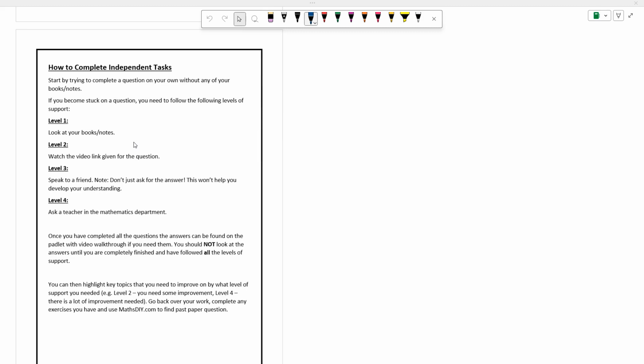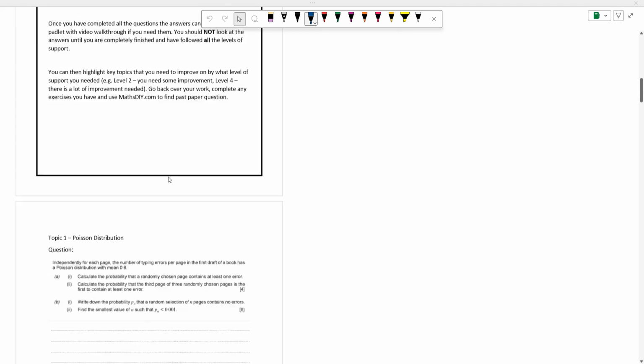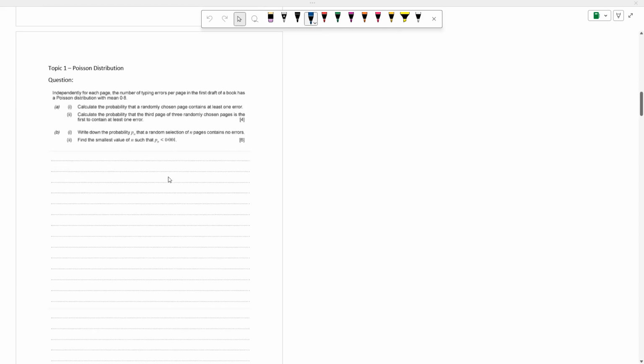If you got to level 1 or level 2, that's a topic that requires a small amount of work, maybe a bit of a recap, a couple of extra questions. If you get into level 3 or level 4, then that's a topic that requires a lot of extra work on top, okay? So let's walk through each question.